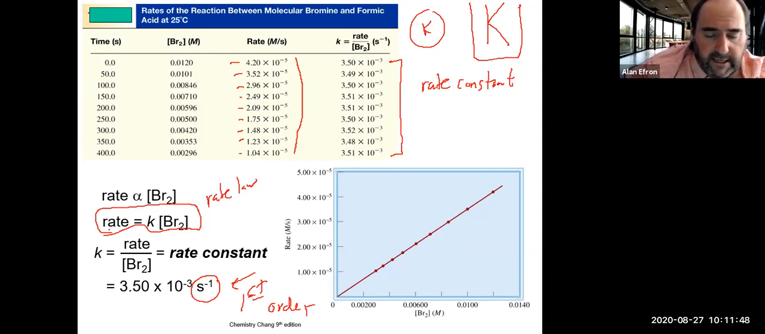We could also see a nice relationship there in terms of the rate of the reaction and the concentration of Br2. We do see a linear relationship, and that's very important in chemistry. A lot of things that we do will involve graphs, and it will involve y equals mx plus b, the formula for a straight line relationship.